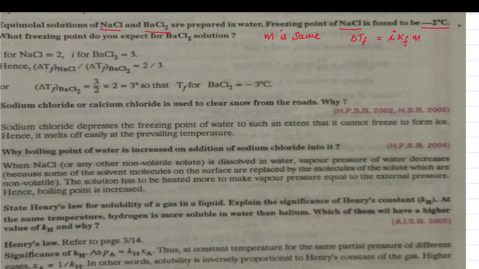Now it is prepared in water, so Kf and m both are the same for NaCl as well as BaCl2, but i is different. That makes the difference. So delta Tf for NaCl divided by delta Tf for BaCl2 is equal to i of NaCl divided by i of BaCl2. Now you know NaCl and BaCl2 both are strong electrolytes, so i is equal to n.